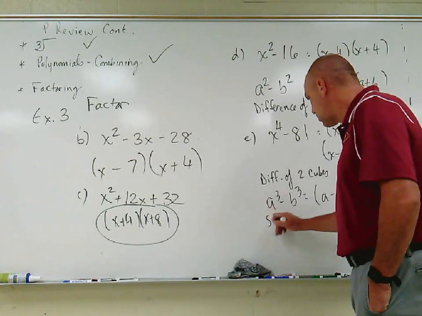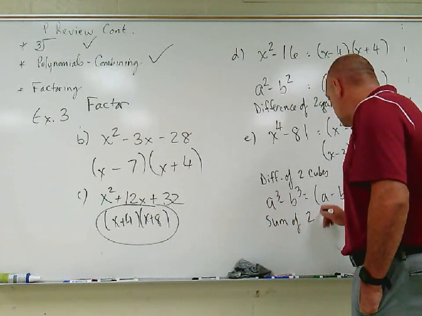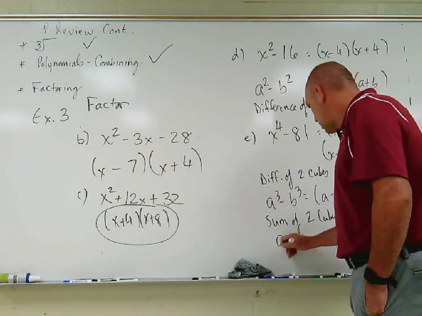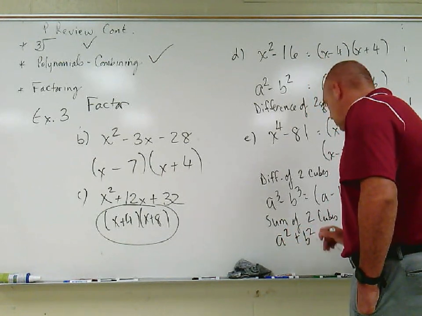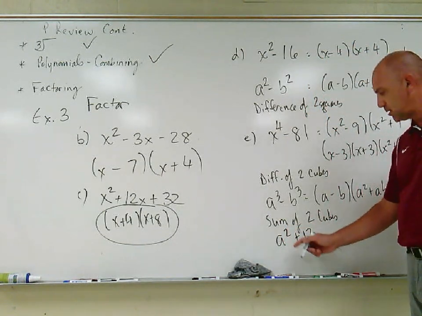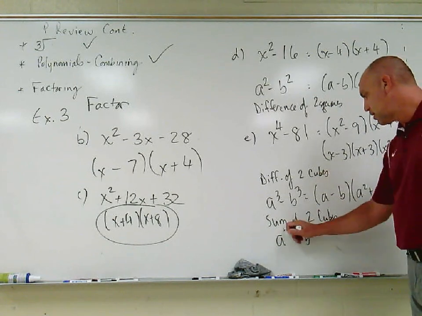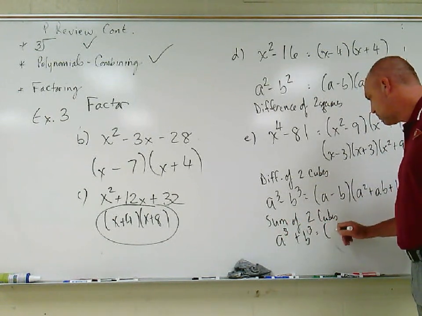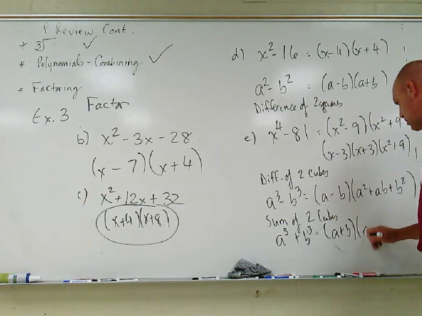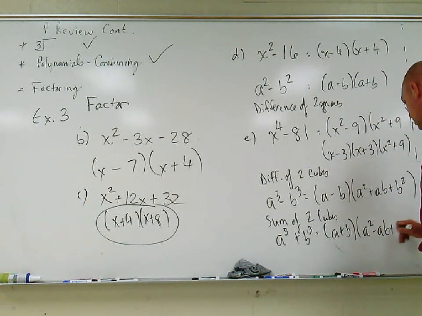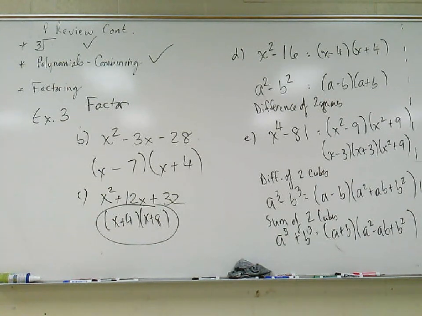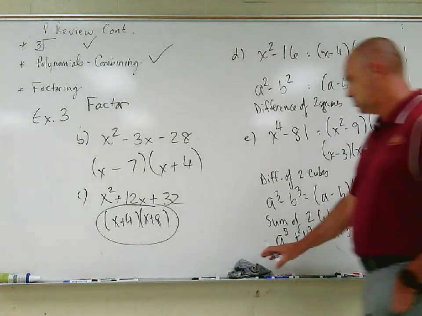And then you have sum of two cubes, a squared plus b squared. What a dummy, that's not cubes. A cubed plus b cubed equals a plus b, a squared minus ab plus b squared. We'll do one of them. I'll do sum of two cubes just to show you how you would do it.